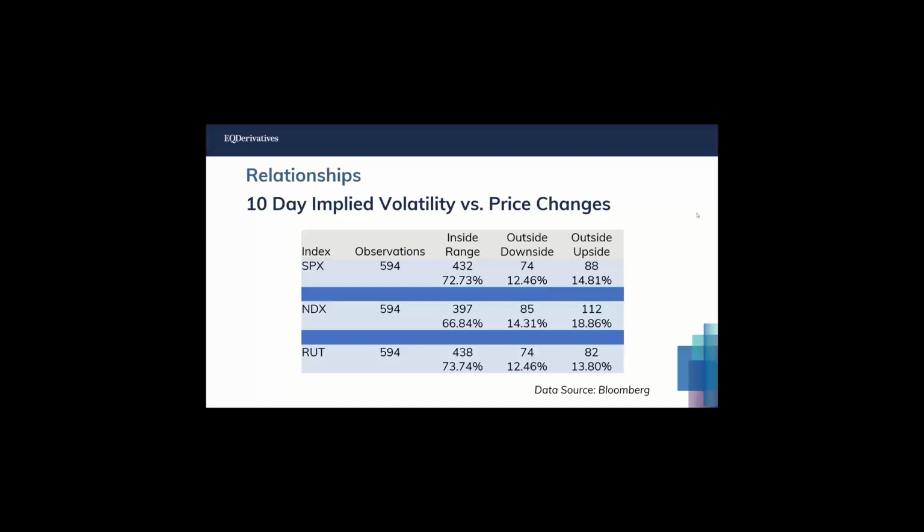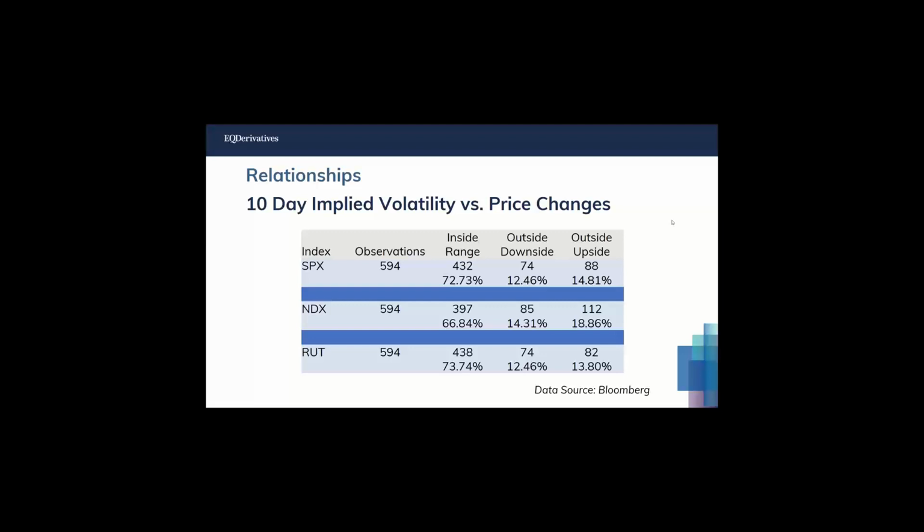What I did was I took each of these 10-day implied volatility measures, again, adjusted them for what is a 1 standard deviation move, and then took a look at how often were we inside the range, and then how often were we outside on the downside? How often did the market sell off more than was being predicted by the option prices, and how often did we rally more than was being predicted by the option prices?